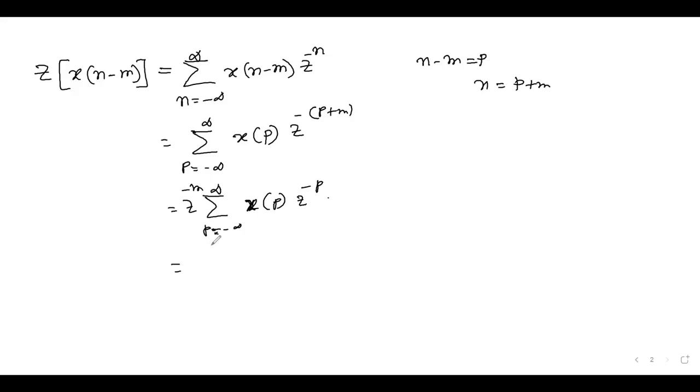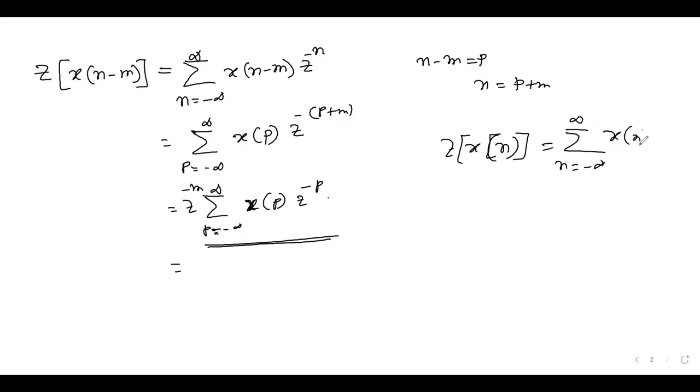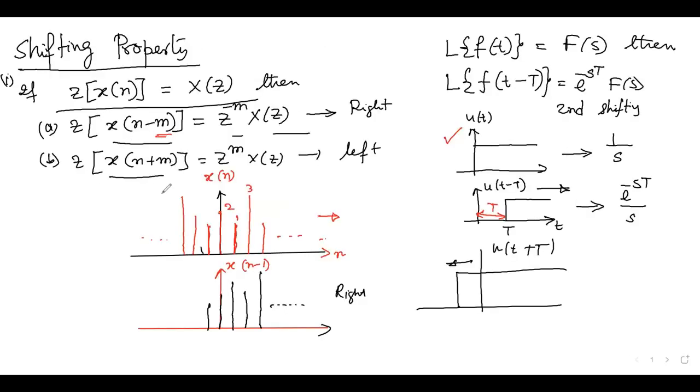Now again, by definition, Z transform of x of n is the sum from minus infinity to plus infinity of x of n z to the power minus n. This series and that series are the same, only n is replaced by p. So this is nothing but X of z. That means Z transform of x of n minus m is z to the power minus m times X of z. Similarly, you can prove it for the left shifting also.